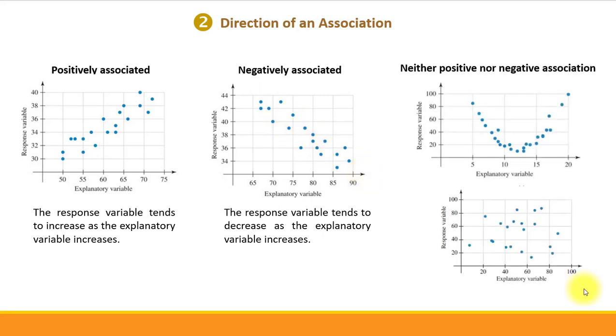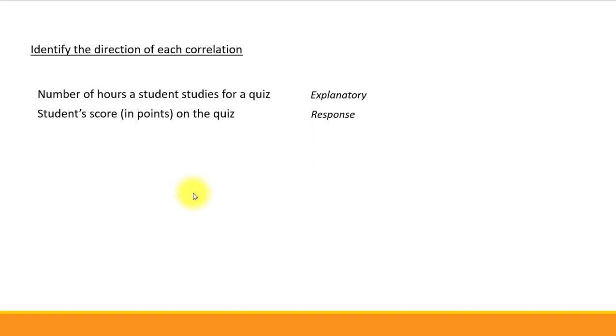And finally, there could be associations that are neither positive nor negative, but these are going to be the cases when we have nonlinear association or no association at all. But for the next example, let's try to identify the direction of each correlation, which is another name for linear association, without looking at the scatter diagram, but by just using common sense. We already saw these examples and determined which variable is explanatory and which is response, but now let's try to determine the direction. So for the first example, we have the number of hours a student studies for a quiz affects the student's score on that quiz.